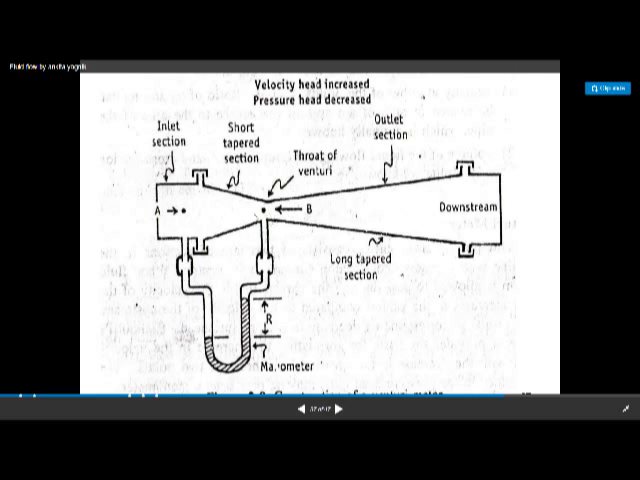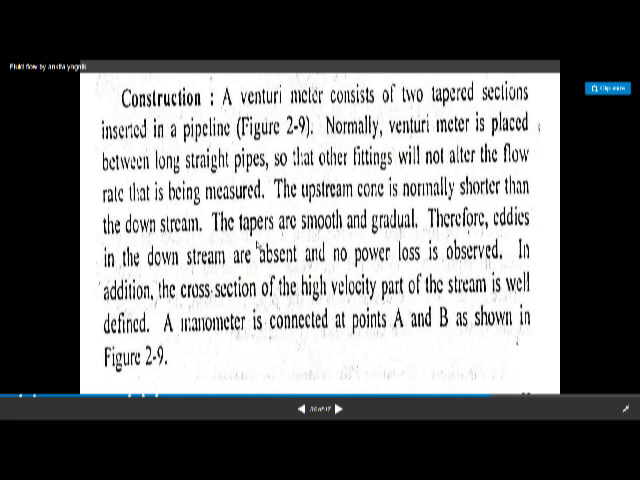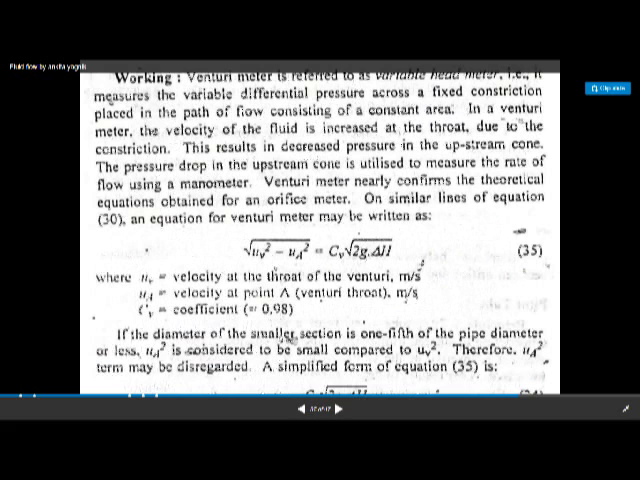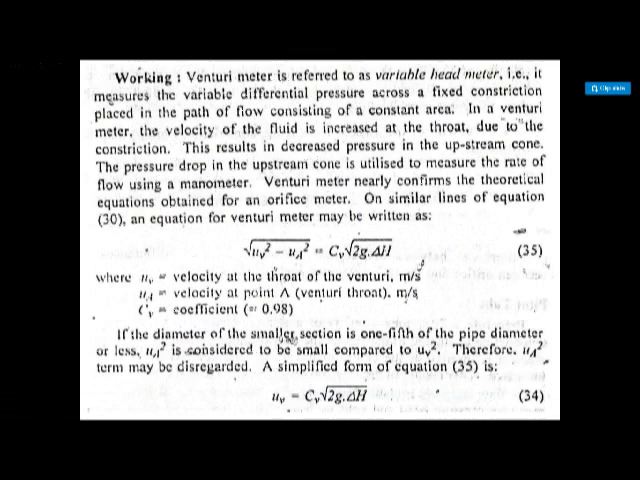जैसे कि orifice meter में sudden construction था, यहाँ पे वैसा नहीं. It is gradual. Therefore, eddies in the downstream are absent and no power loss is observed. This is the advantage. In addition, cross section of the high velocity part of the stream is well defined, and here the manometer is connected. So this is what the construction.